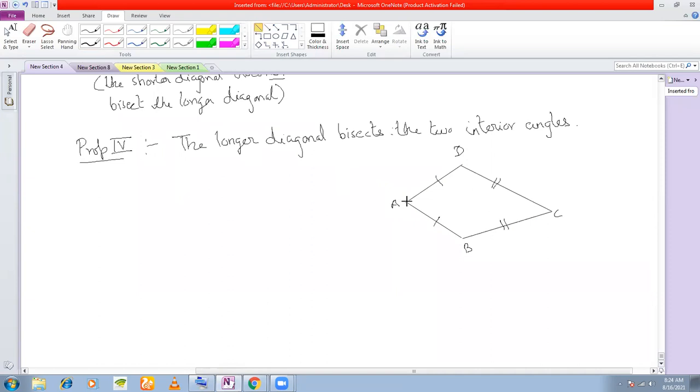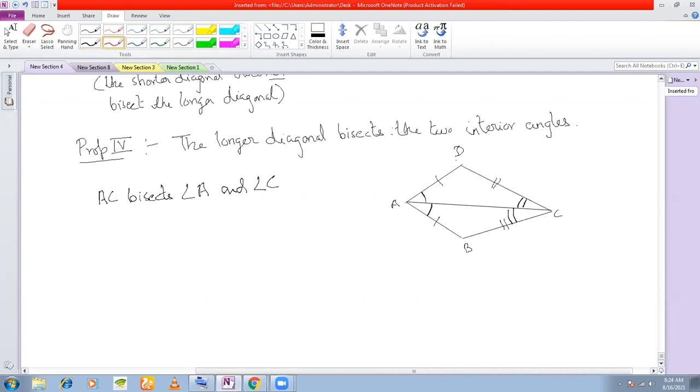If I have a longer diagonal here, AC is a longer diagonal. This longer diagonal will bisect the angle. That means this angle A, it will bisect, and it will also bisect angle C. Okay. Clear with this property? Yes, sir. AC bisects angle A and angle C.